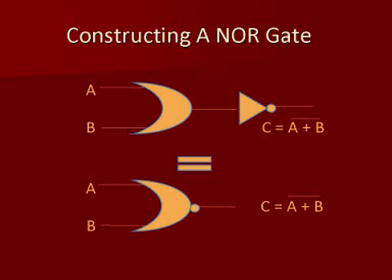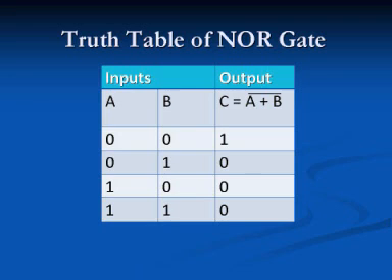This combination of OR and NOT gates is depicted in the form of the logic symbol for the NOR gate by showing a bubble at the output end of the logic symbol for the OR gate for denoting the inversion. Now, the truth table for the NOR gate reads out to be, for inputs A, B to be 0, 0, the output C is equal to 1.